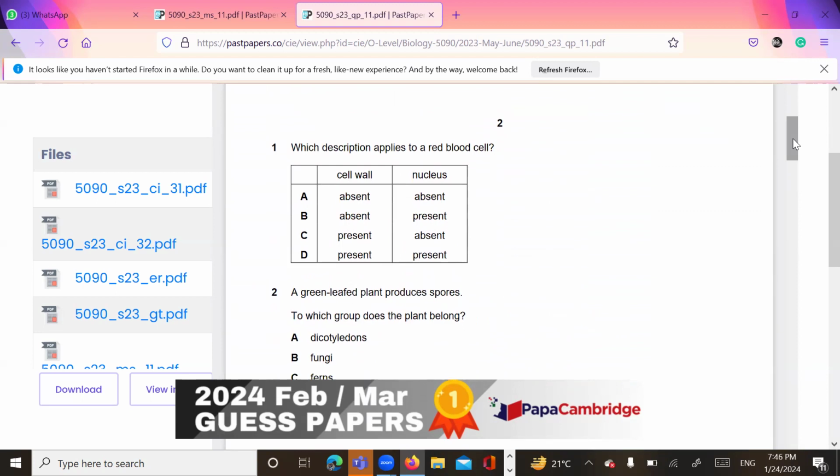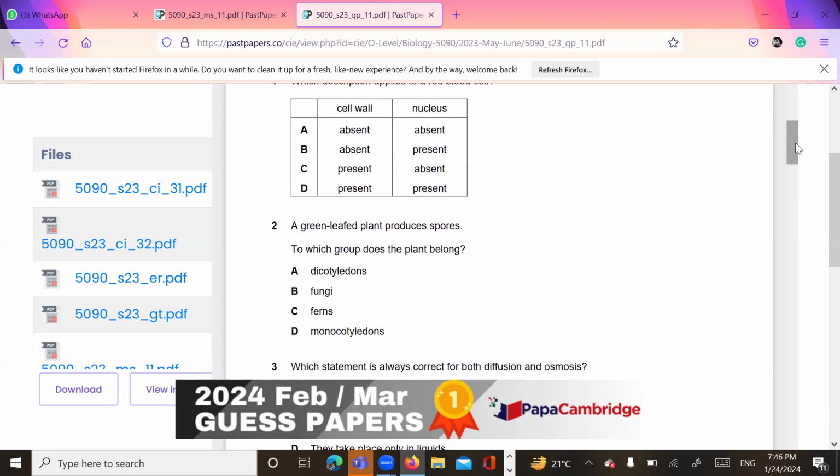As we know, in red blood cells, cell wall and nucleus both are absent. Cell wall is absent because it is an animal cell. Cell wall is only present in plant cells. And nucleus is absent because the function of red blood cells is to absorb oxygen, so it needs maximum surface area for the absorption of oxygen only.